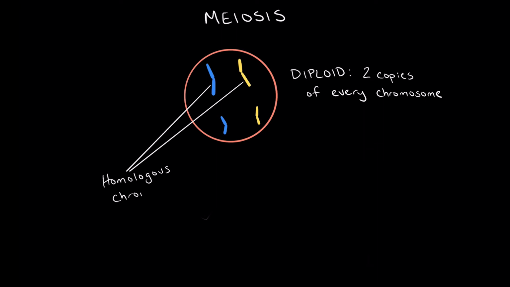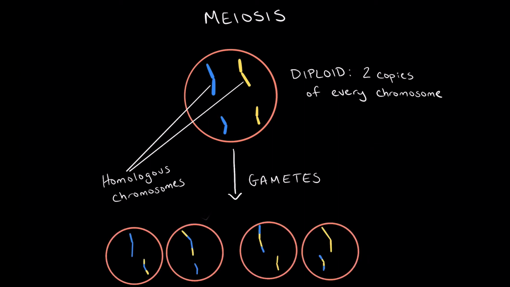And while those chromosomes each have the same set of DNA and genes, they can have different alleles of those genes. But for reproduction, each individual gamete, so each sperm cell or egg cell, must have only one copy of each chromosome, making it haploid, so that when two gametes come together, the resulting organism is diploid again. This process of going from diploid to haploid results from meiosis. Meiosis involves 2 rounds of cell division.